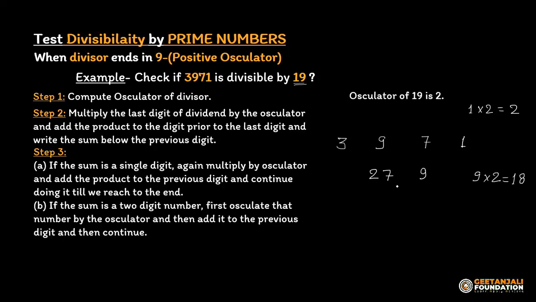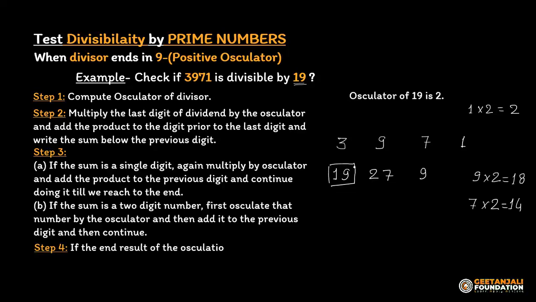Now here we have got 27. It is a 2-digit number, so to oscillate this, we will follow this step. First we oscillate 27. To oscillate 27, we take 7, multiply it by 2, 14. 14 plus 2 is 16, plus 3, 19. So your final result is 19.